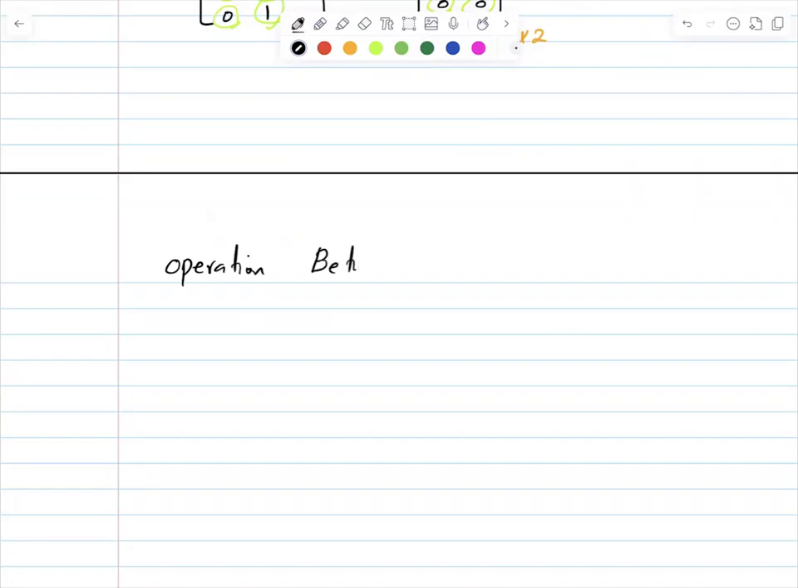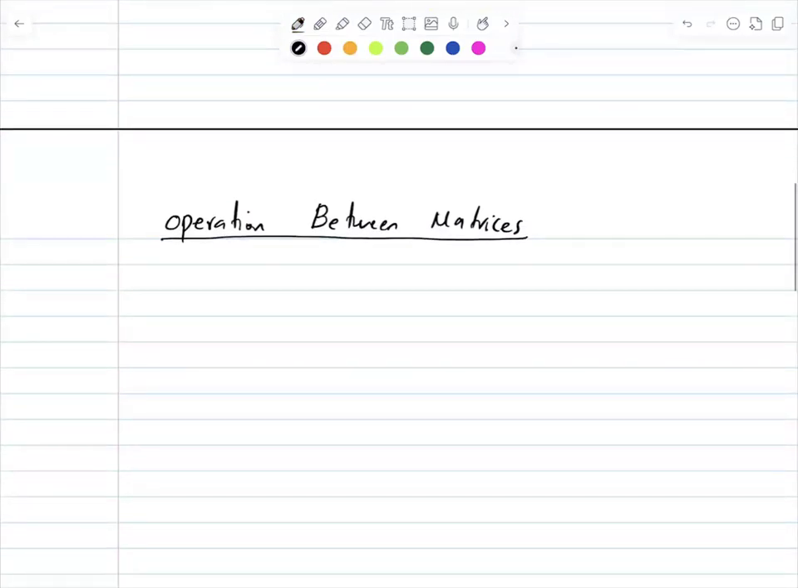Operation between matrices. What is our goal? Our goal is to create something new, right? How do we add two matrices? Let us start by a very simple operation.